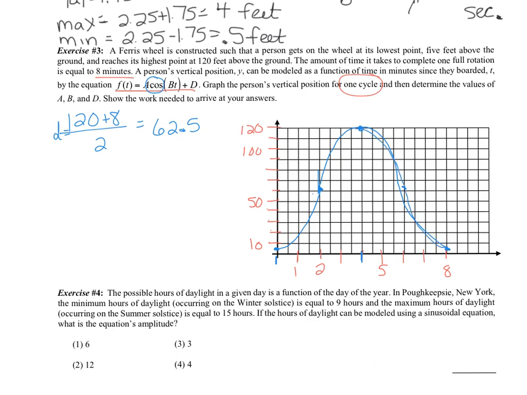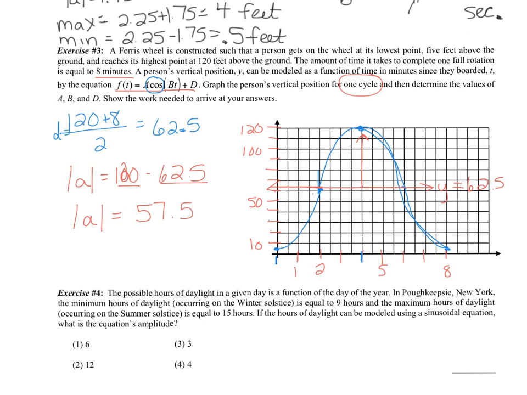Okay. So from here we can start to find the other qualities. I'll find the amplitude next. Okay. So here is my midline at y equals 62.5. To go up to that 120, so I'm going to do 120 minus 62.5, my maximum minus my midline, and that's going to give me an amplitude of 57.5.